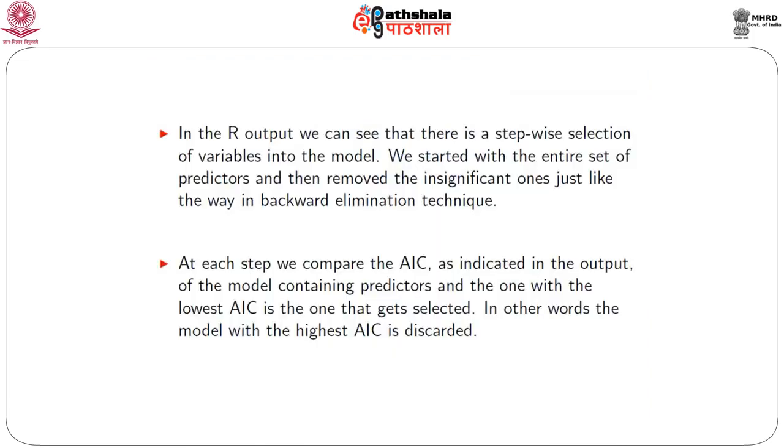In the R output, we can see that there is a stepwise selection of variables into the model. We started with the entire set of predictors and then removed the insignificant ones, just like in backward elimination. At each step, we compared the AIC of the models containing the predictors, and the one with the lowest AIC is the one that gets selected.